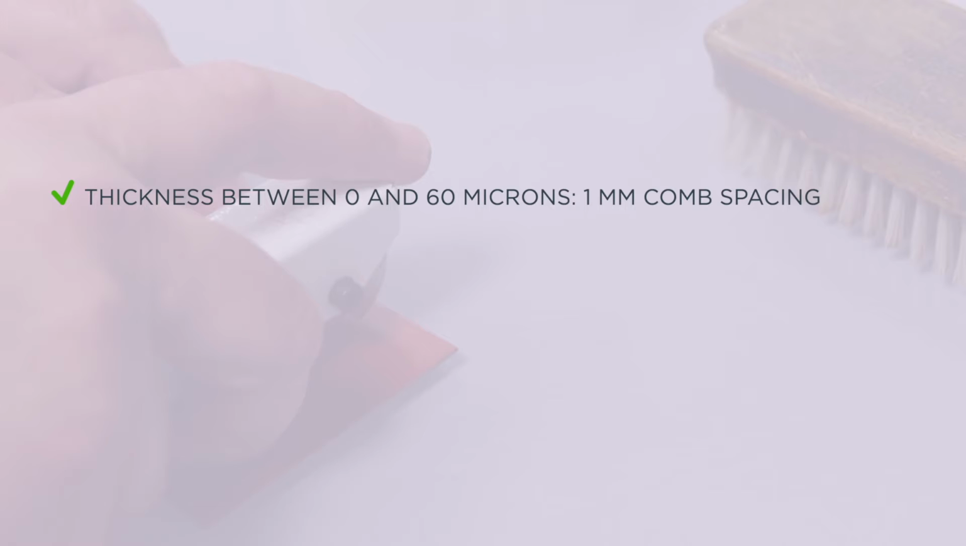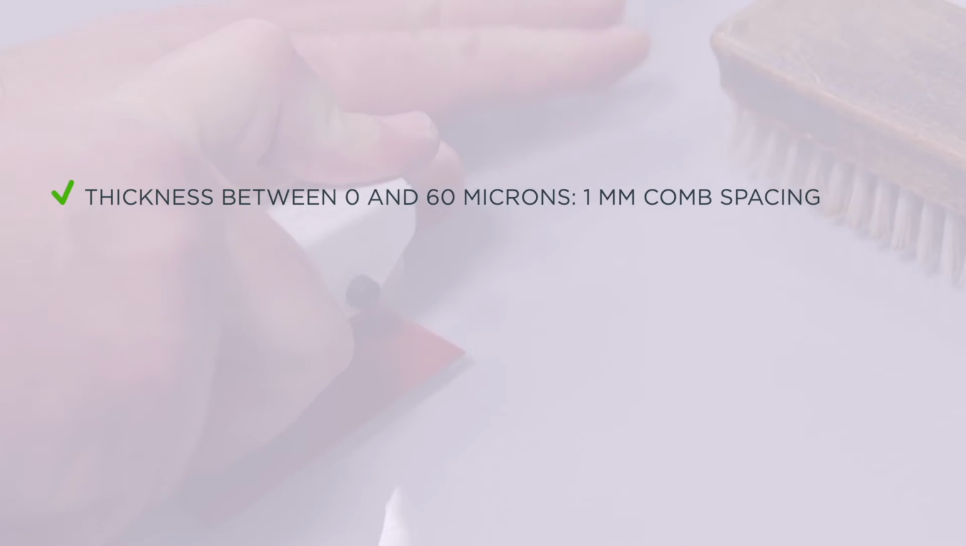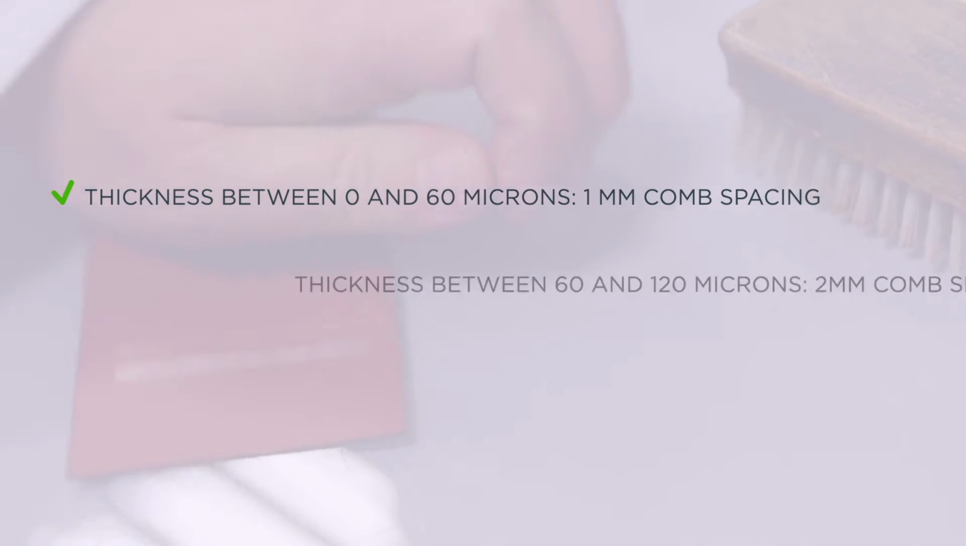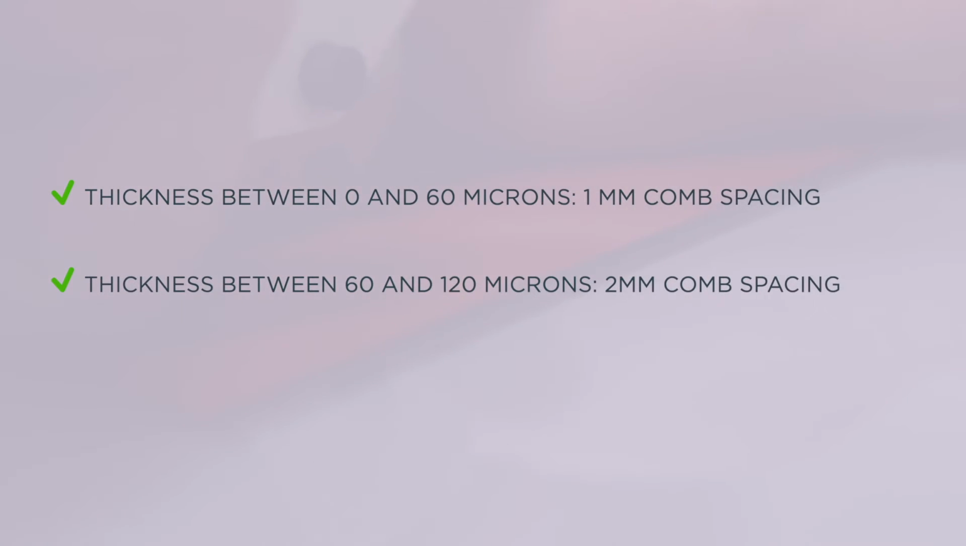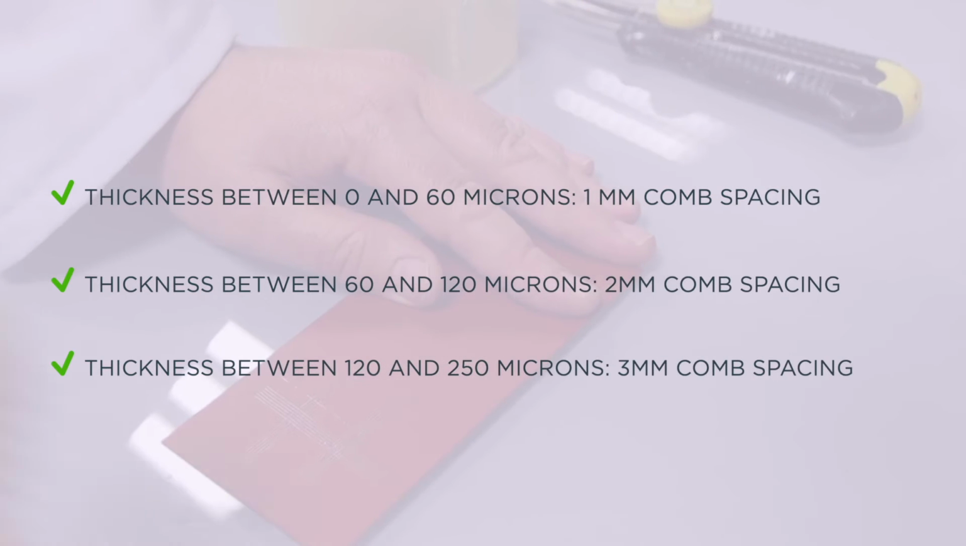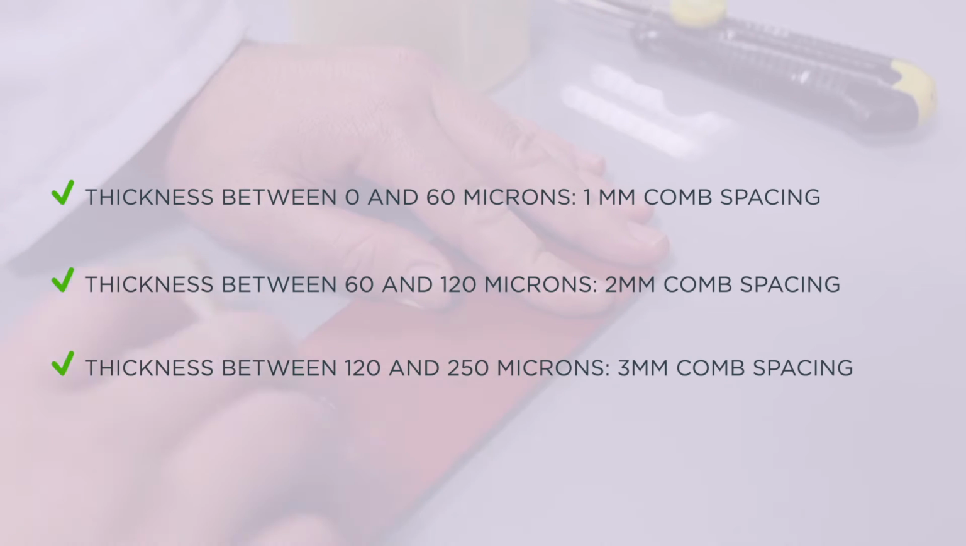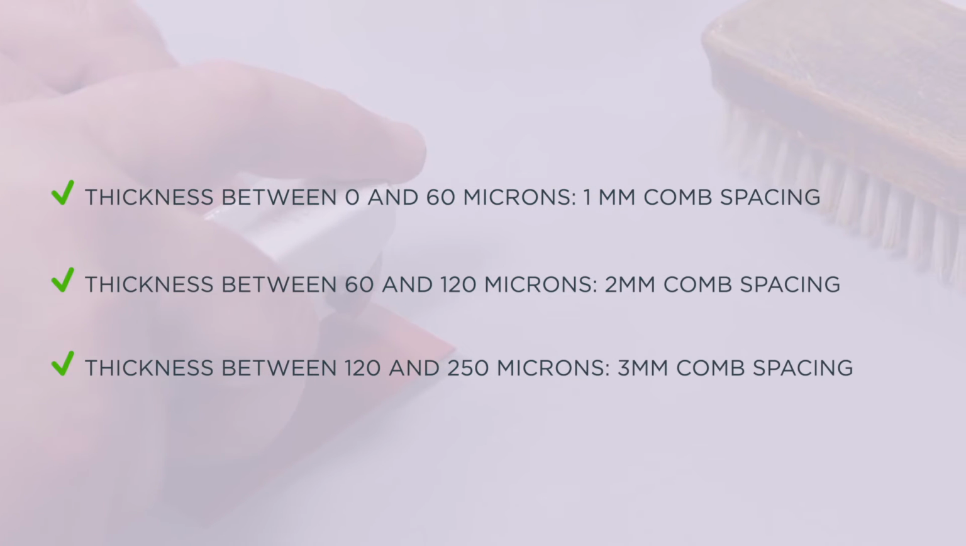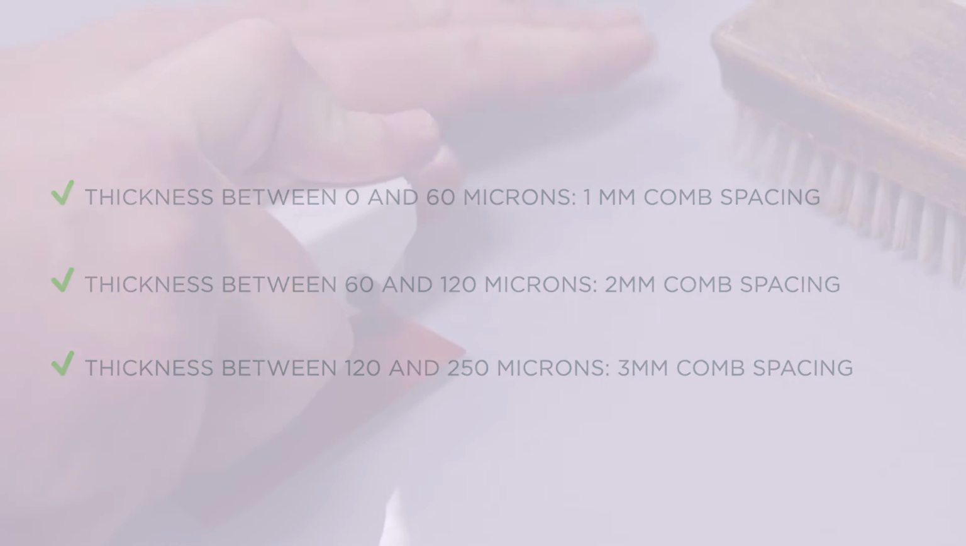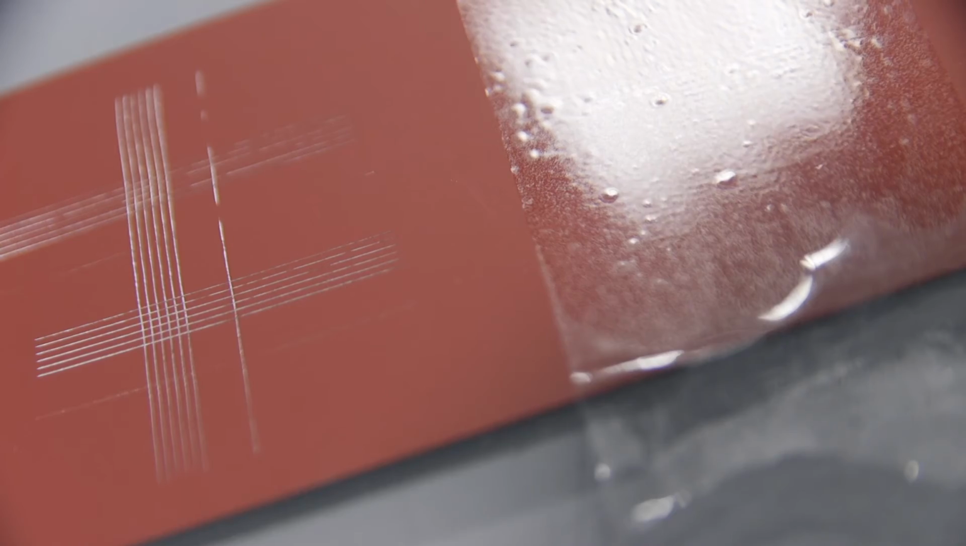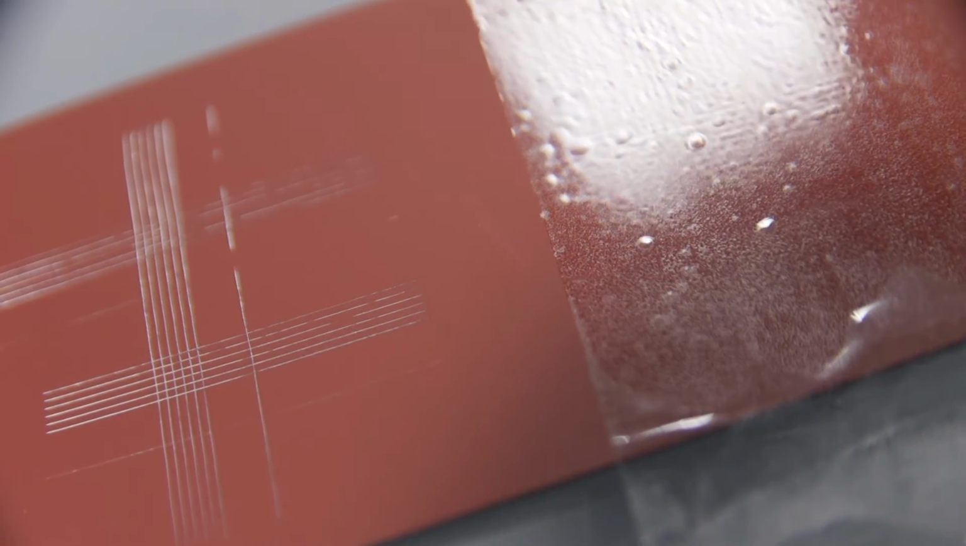Thickness between 0 and 60 microns, a comb with 1 mm separation between blades. Thickness between 60 and 120 microns, a comb with 2 mm separation between blades. A thickness between 120 and 250 microns, a comb with 3 mm between blades. Depending on the amount of paint that is lifted, there is a category ranging from 0 to 5 depending on the percentage.